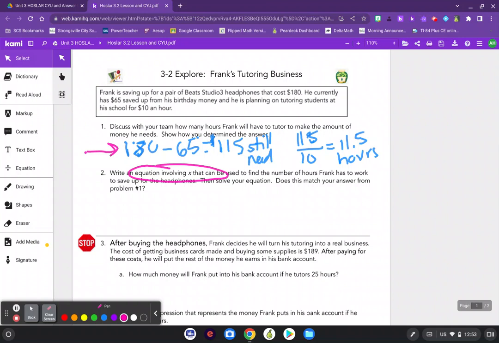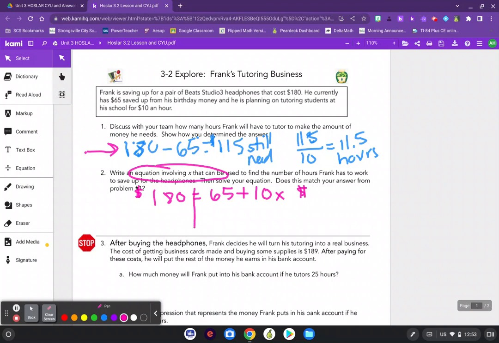But in algebra, well, in life, not everything is easy to just logically think through. And so we can set up equations to represent situations. He needs to save $180, and he already has $65, plus he's going to add on $10 for every hour. We'll say X, every hour that he tutors. And so I want those two things to be the same. I want the $180 that I need in order to buy the headphones to match this side, right? The amount of money that I have saved up.